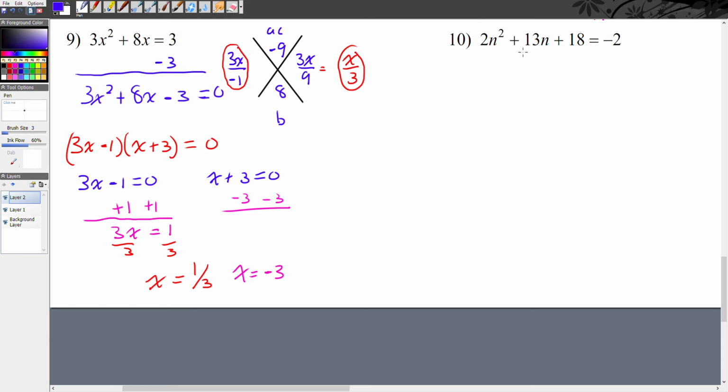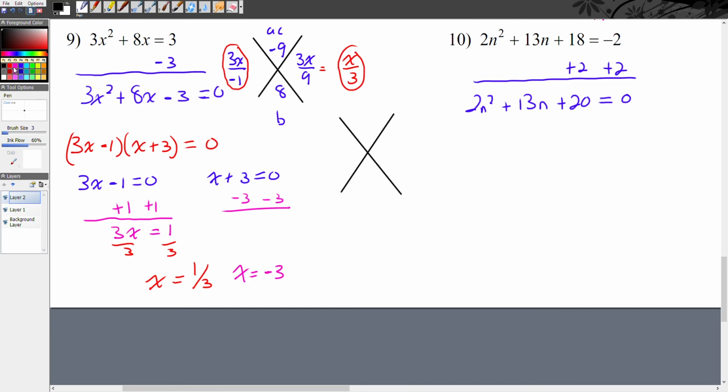We got 2n squared plus 13n plus 18 equals negative 2. I need to set this equal to 0, so I'm going to add 2 to both sides. And this gives me 2n squared plus 13n plus 20 equals 0. Next, I need to set up my diamond method because my a value is not 1.